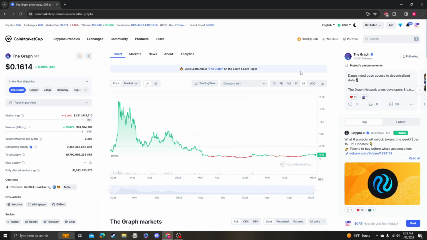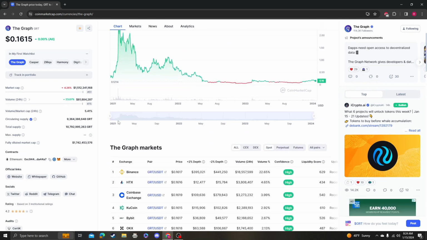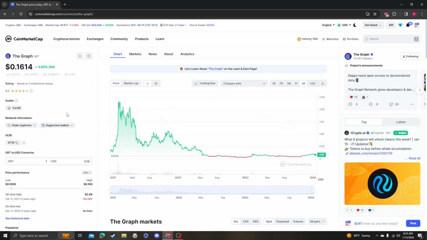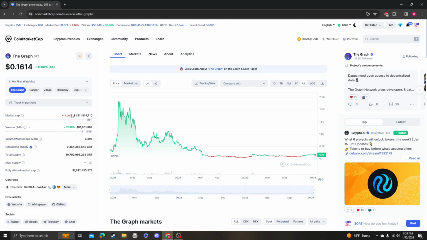Not that it can't happen, because obviously it has real world use and everything like that, and I think The Graph is a good coin. Based on their partnerships, I think they're partnered with a couple of big names, so it's very possible, but just keep that in mind.